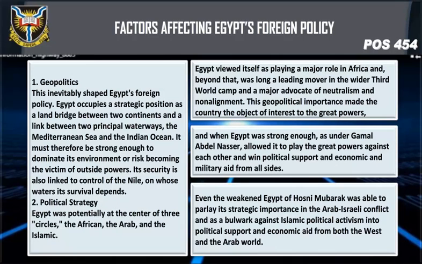Factors affecting Egypt's foreign policy. Geopolitics. This inevitably shaped Egypt's foreign policy. Egypt occupies a strategic position as a land bridge between two continents and a link between two principal waterways, the Mediterranean Sea and the Indian Ocean. It must therefore be strong enough to dominate its environment or risk becoming the victim of outside power.